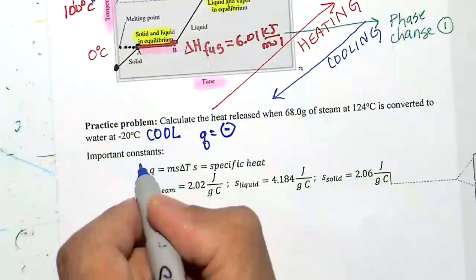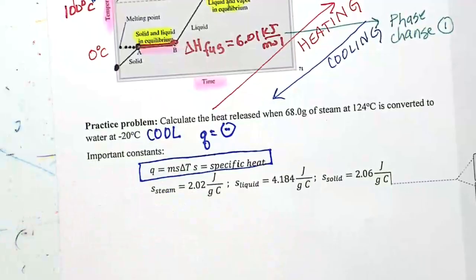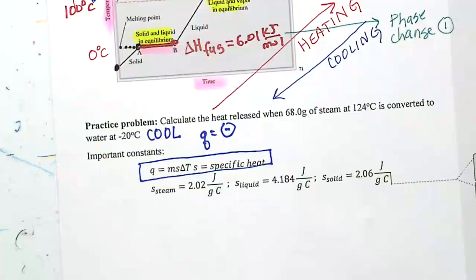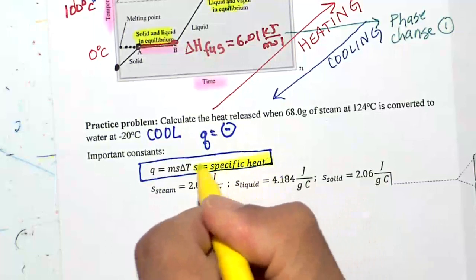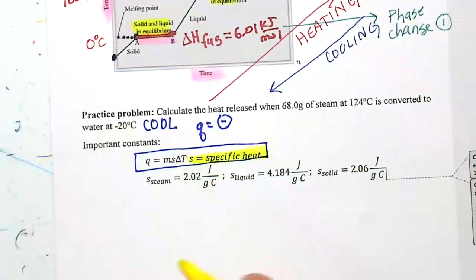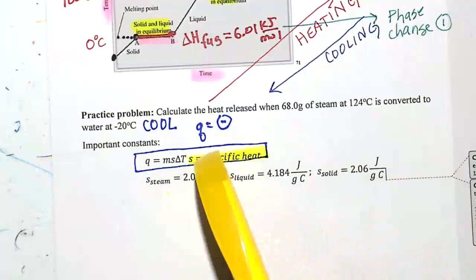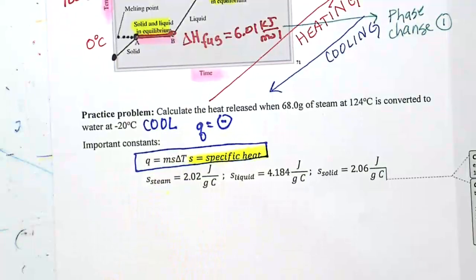We're cooling. So what do you think our Q is going to be? Negative. So we can plug it into this equation. I'll give you this equation on the exam. If you're taking the MCAT or other higher level exams, you're going to want to memorize this. Q equals m s delta T, where s is the specific heat. I'll give you the specific heat constants: the constant for water as a gas, as a liquid, and as a solid. So how much heat is released when water cools going from 124 to minus 20?